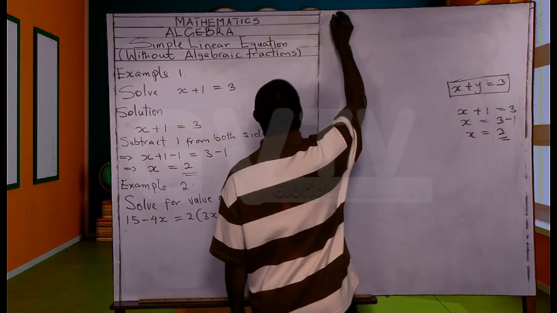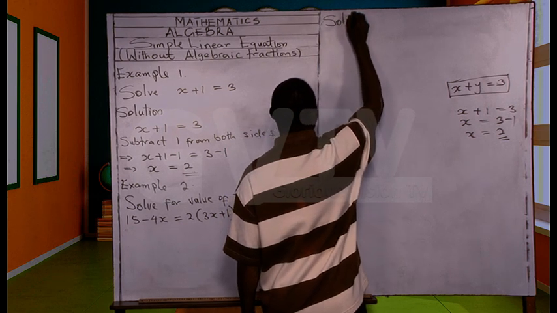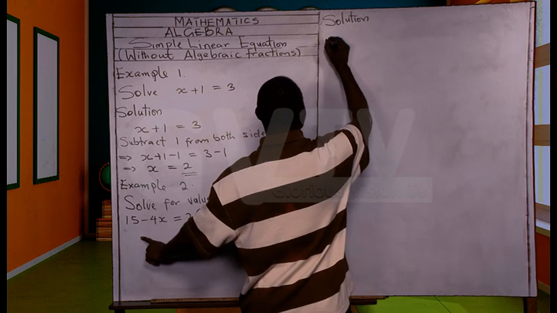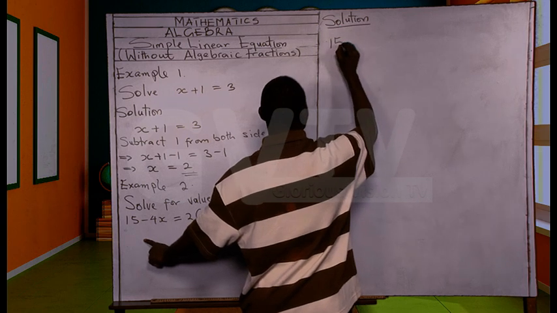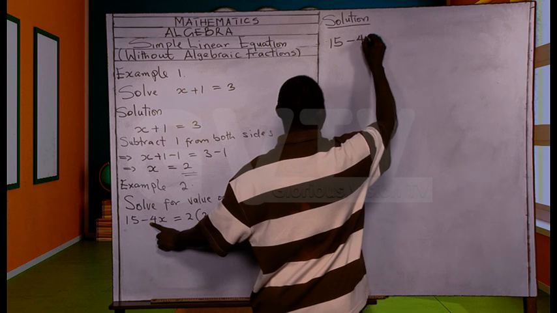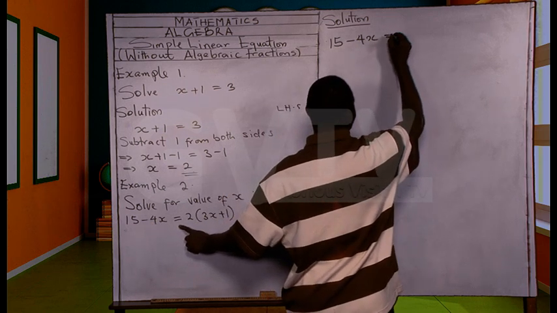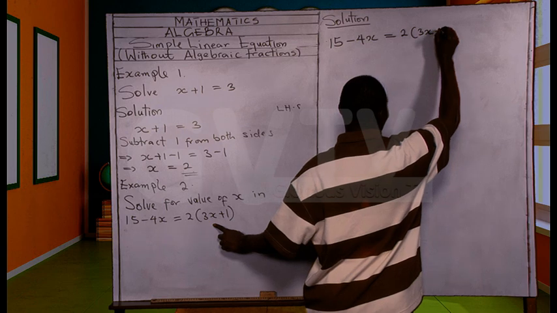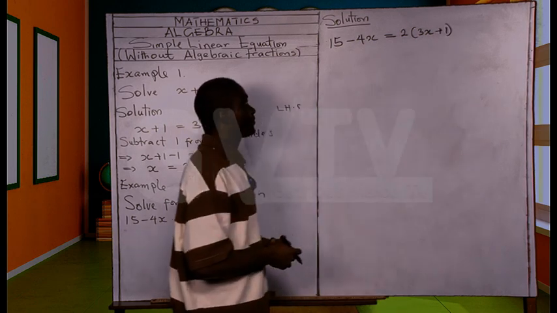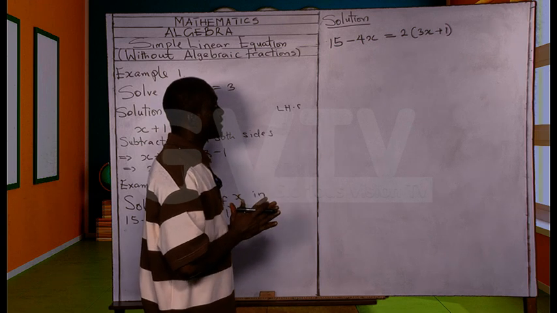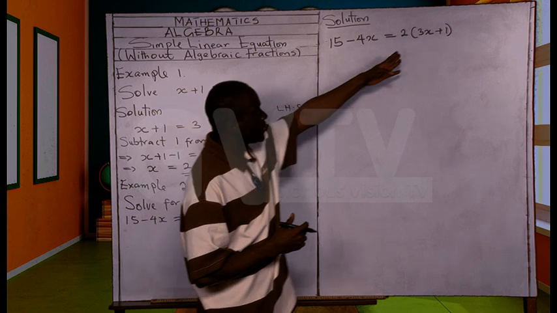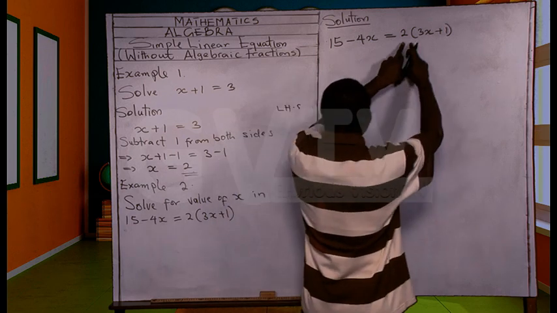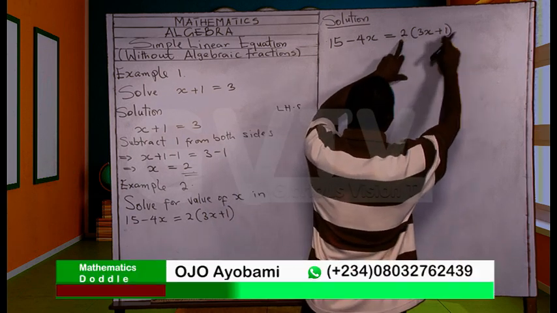Solution. So we have 15 minus 4x equals 2 open bracket 3x plus 1 close bracket. The first step you need to do is to open out the bracket. Looking at the question, we have brackets inside the question. So you expand the bracket, you open out the bracket. Okay, that is, you multiply out what you have here.